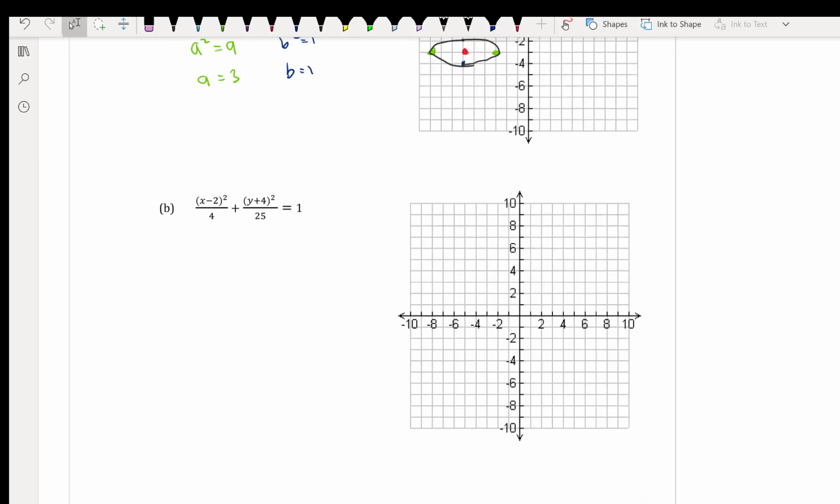So let's go on with letter B. I'm going to have my center here. And I have my h and k value, so this is 2 and negative 4. So my center is at positive 2, negative 4. My a squared is 25, so a is equal to 5. So along the y-axis now, I'm going to go up 5 from the center. I'm going to go down 5 from the center.